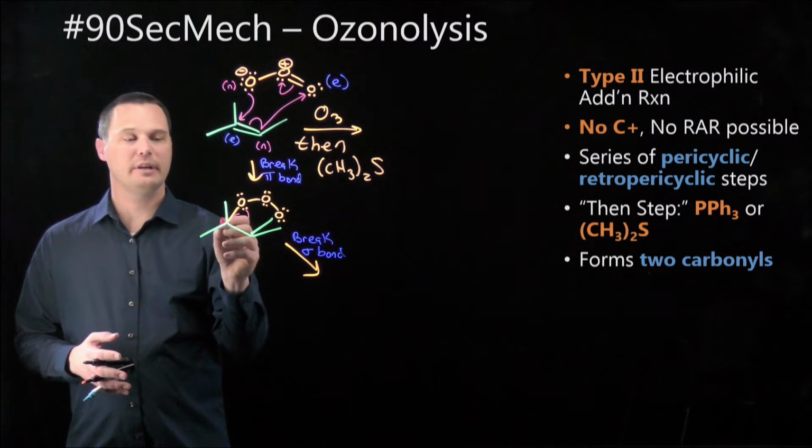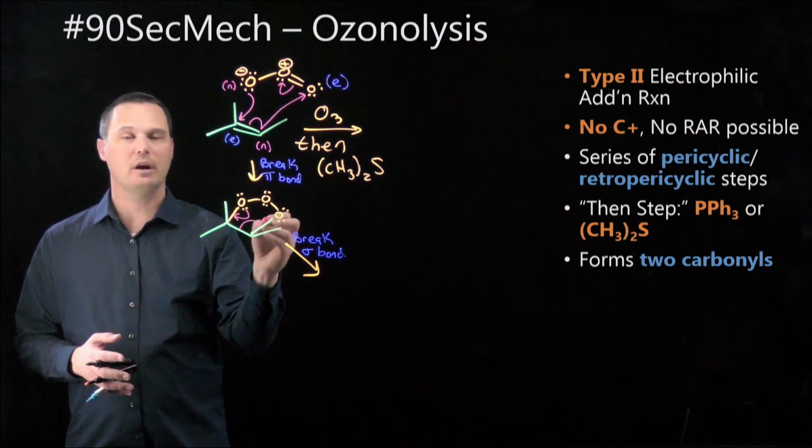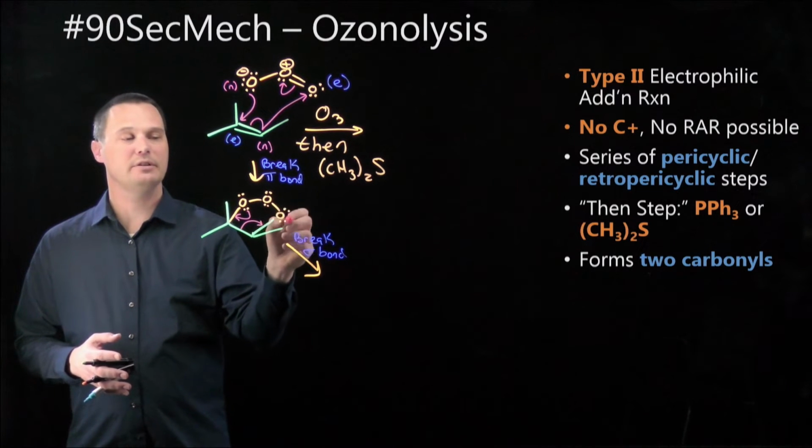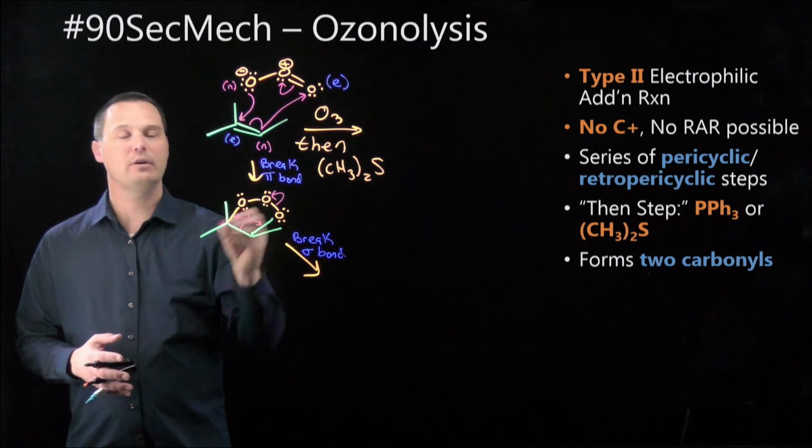That builds up too much electron density around that carbon, so we break the carbon-carbon sigma bond and use those electrons to form the second carbon-oxygen pi bond. That builds up too much electron density around oxygen, so we break the weak oxygen-oxygen bond and deposit those electrons as a lone pair on the central oxygen.